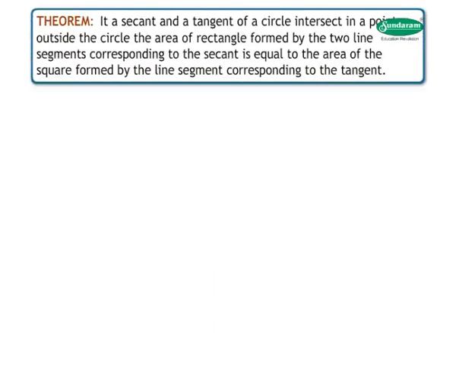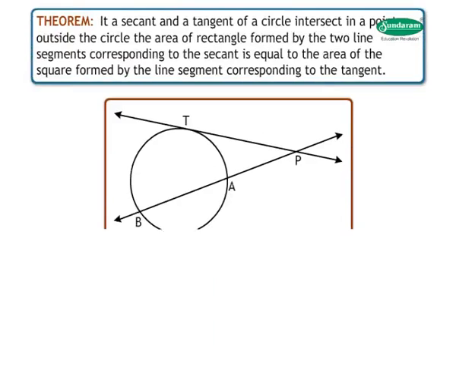Let's look at another theorem. If a secant and a tangent of a circle intersect in a point outside the circle, the area of the rectangle formed by the two line segments corresponding to the secant is equal to the area of the square formed by the line segment corresponding to the tangent.